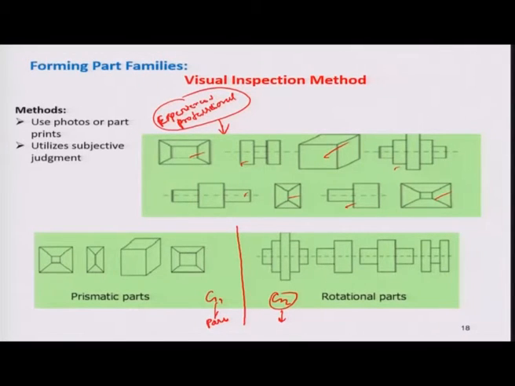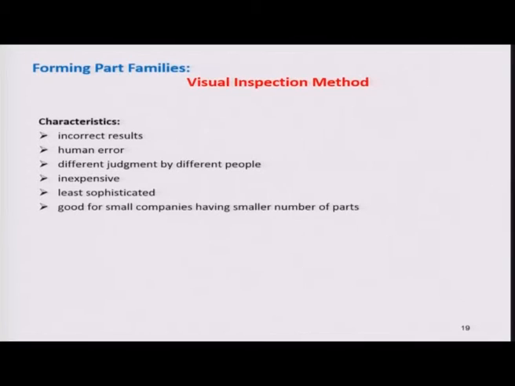It is a very fast process, but if a large variety of parts are available in a workshop, it is very difficult for an engineer to distinguish all the parts into different groups. Very experienced professionals are required, and sometimes it results in incorrect results. Human error is possible, and different people may judge differently, because it is a completely judgmental process. It is inexpensive, very cost saving, less sophisticated and very fast, good for a small company having a smaller number of parts.